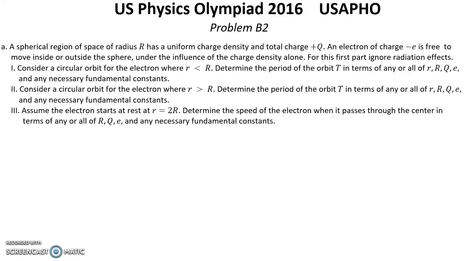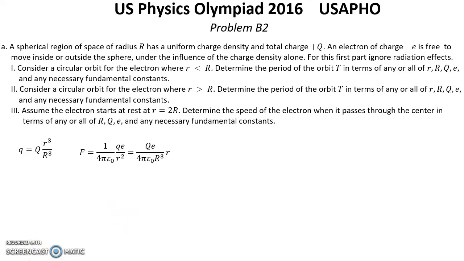So we have to count the charge of this small sphere with radius small r. The charge of such a sphere is proportional to small r cubed, which is q multiplied by small r cubed over big R cubed. In this case, the force between this sphere and our electron equals this expression. Now we can count the speed.